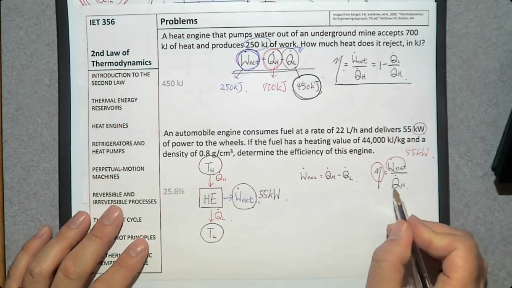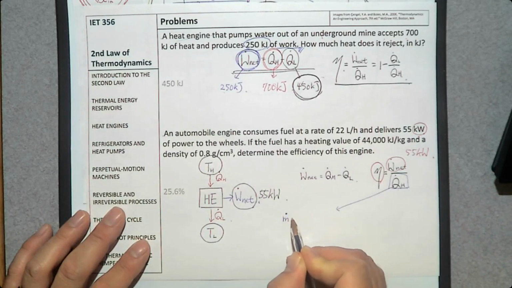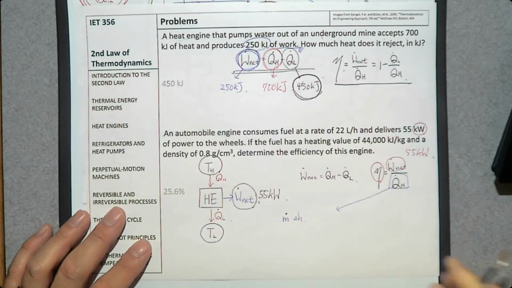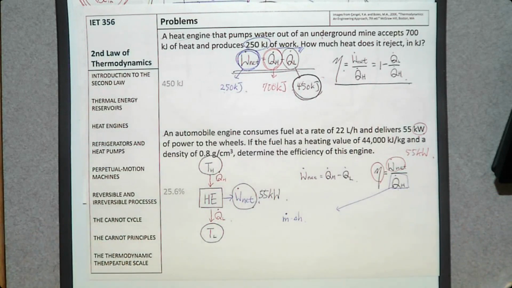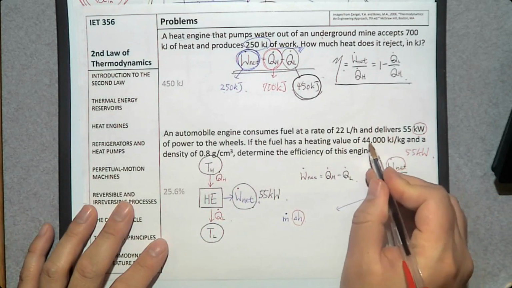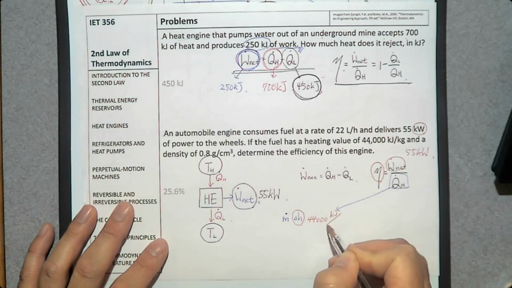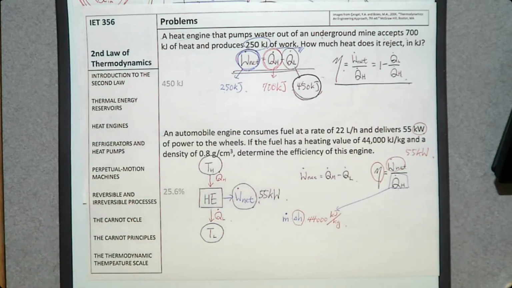Then how do you determine Q dot H? It's simple. Mass flow rate times its enthalpy. Then what is the mass flow rate? And what is the enthalpy? The heating value. So this one is the heating value, 44,000 kilojoule per kilogram. So if you know the mass flow rate, you can determine Q dot H and problem solved, right? So let's see how we can determine m dot.